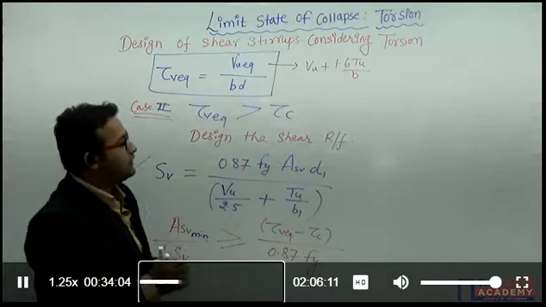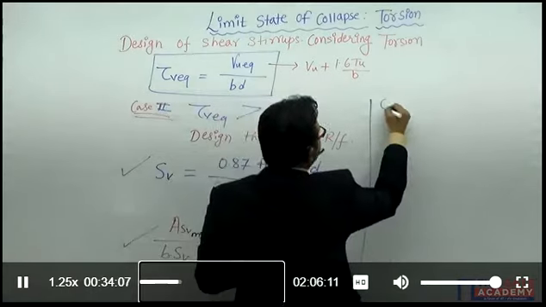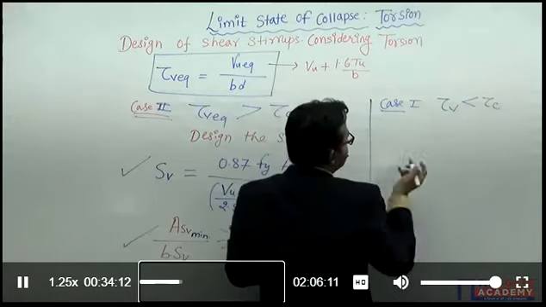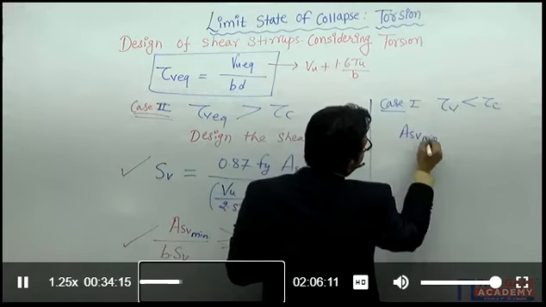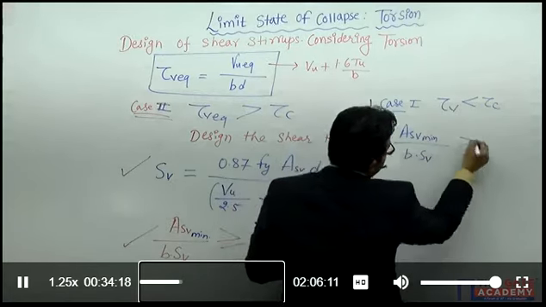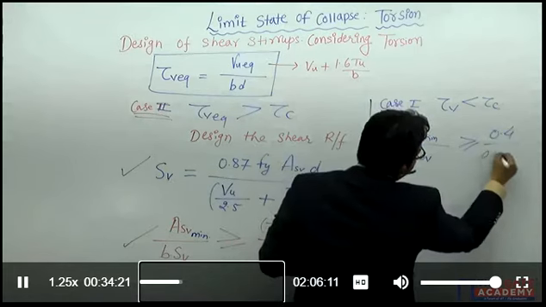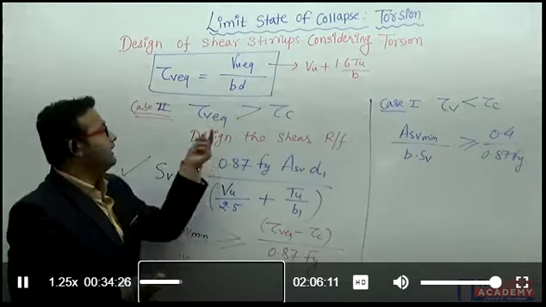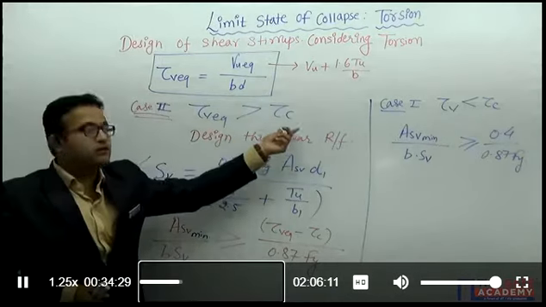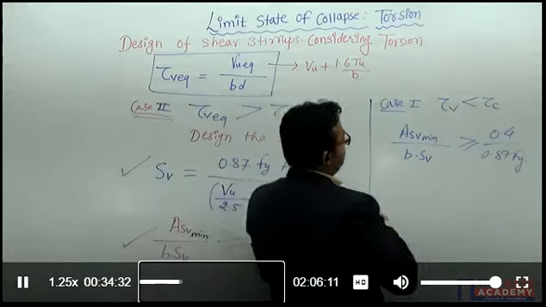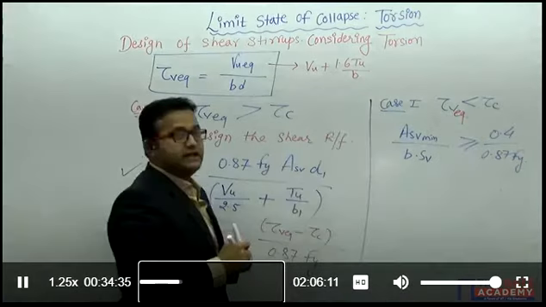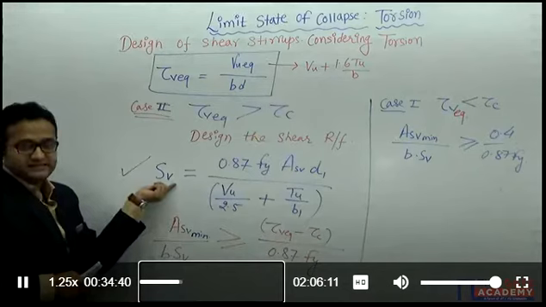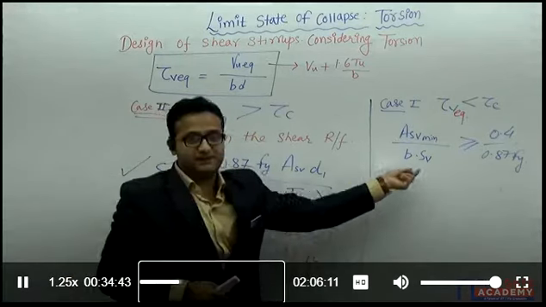Suppose your case number first, what we did in case number first, when tau v is less than tau c, we use the minimum shear reinforcement: ASV divided by BSV shall be greater than or equal to 0.4 divided by 0.87 Fy. This formula we have used. But if your tau v equivalent is greater than tau c, here also it is tau v equivalent, so we can design the spacing of reinforcement.